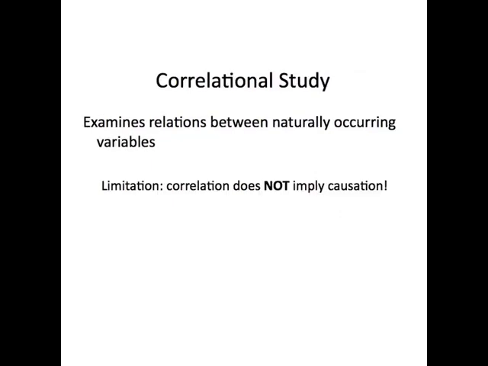So the first type of design is a correlational study. This type of study examines information about two or more variables without the researcher's intervention. So the researchers don't have to manipulate any of the variables that they are interested in. They're just looking at relationships between existing variables.